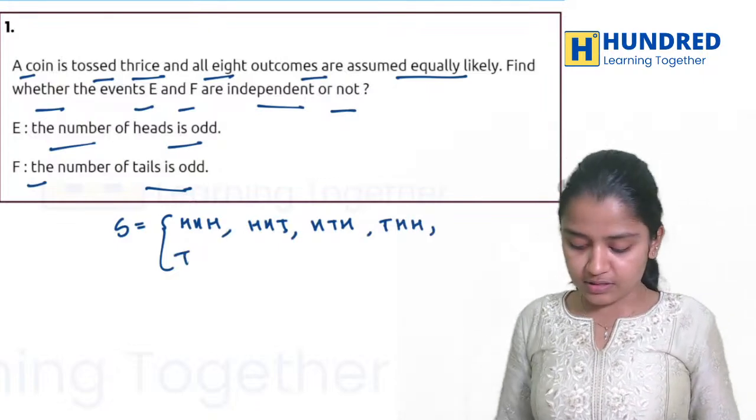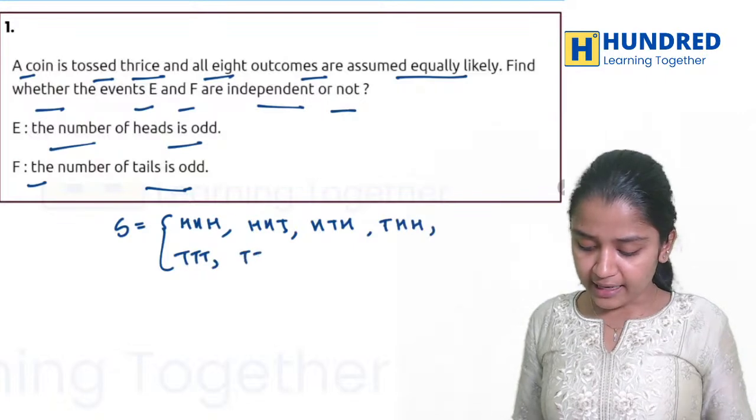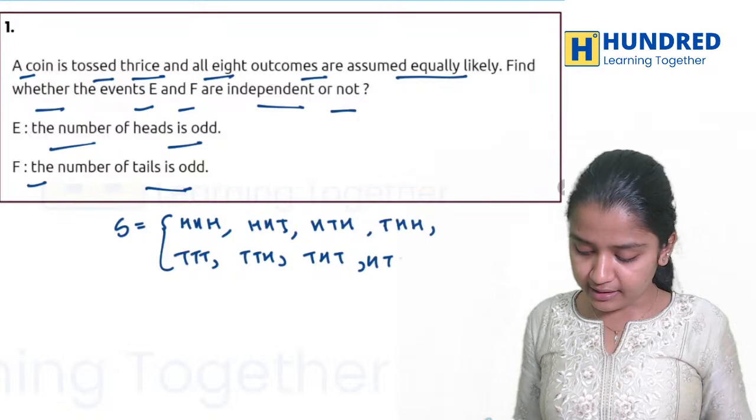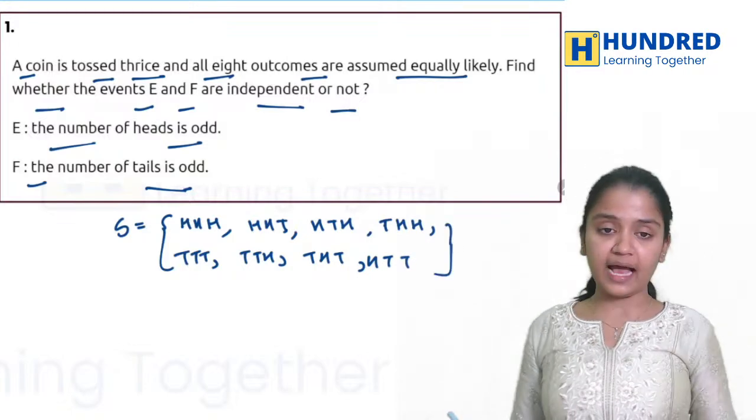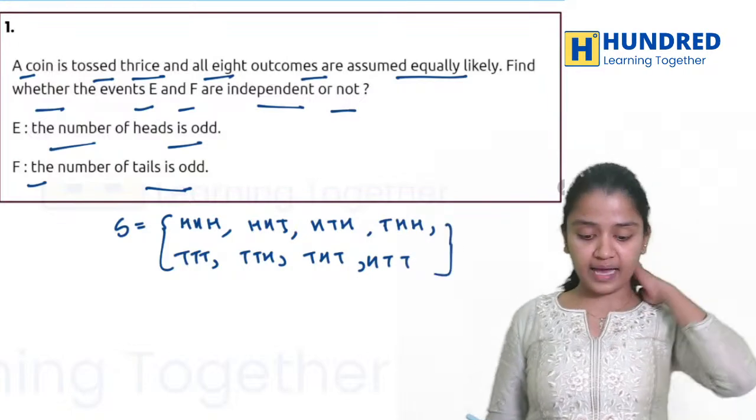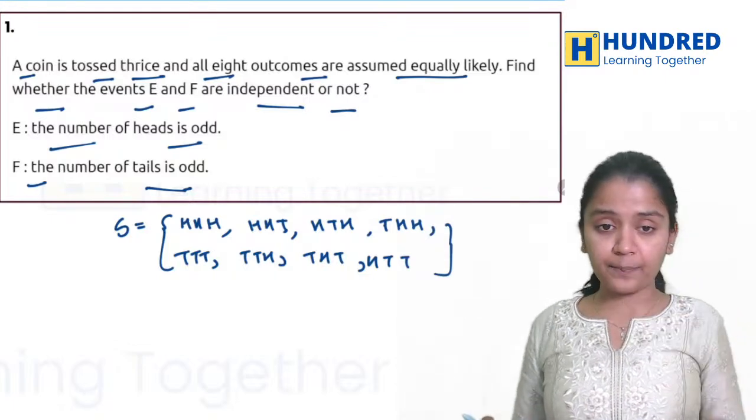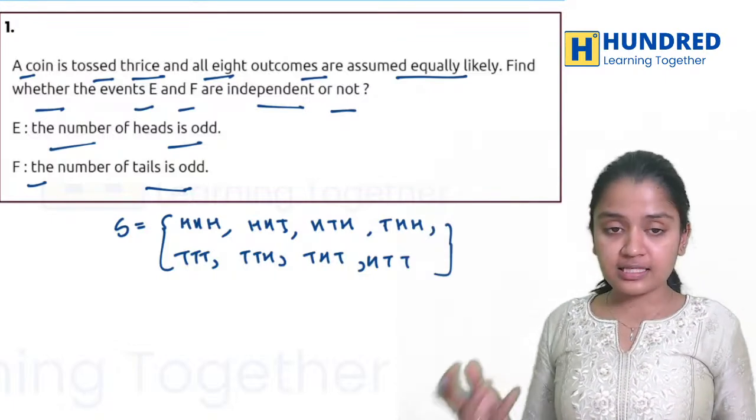Now next comes tail, tail, tail, tail, tail, head, tail, head, tail, head, tail, tail. In the same manner you will be having. Okay, so like this you will be having. Now what happens? So now this is my sample space.